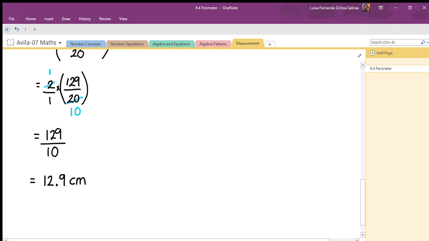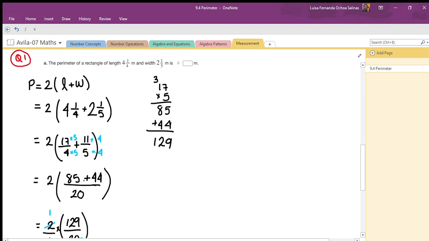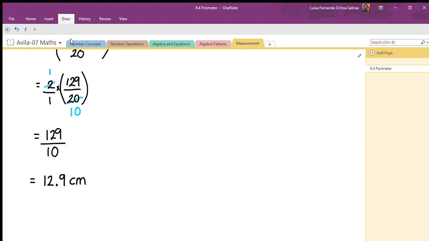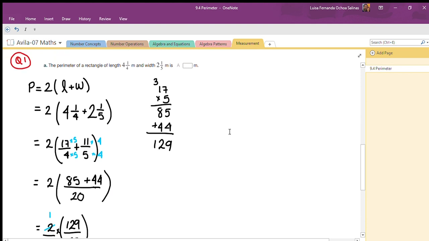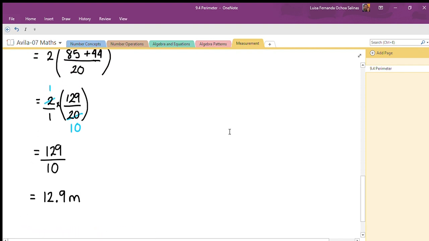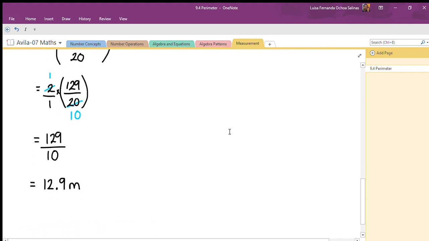What units? The question, I'm just going to go up and check. Meters. So it's 12.9 meters. Is the question specifying if I have to give it as a fraction? It doesn't say, but let's say that it does. If I have to write it as a fraction, then this can also be written as 12 and 9 tenths meters. Okay, and there is my answer for the first one.